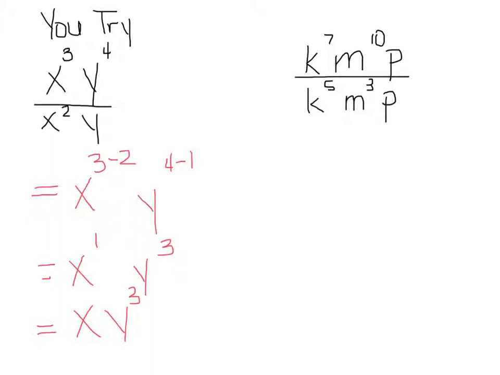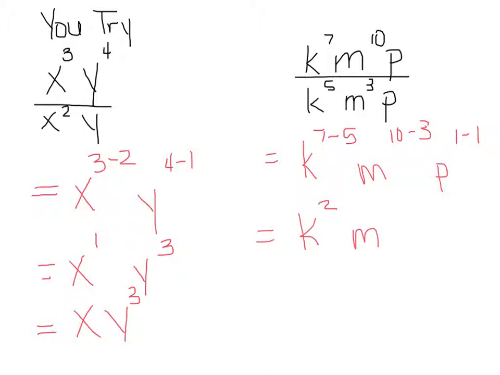Okay, students, the next problem that you had to try without me is k to the 7th power, m to the 10th, p, over k to the 5th power, m to the 3rd, p. Again, we subtract the exponents if we're using the rule, and we get k to the 7 minus 5, m to the 10 minus 3, p to the 1 minus 1. Okay, that gives us k to the 2nd, m to the 7th, p to the 0, which will bring us to the next concept we're doing.